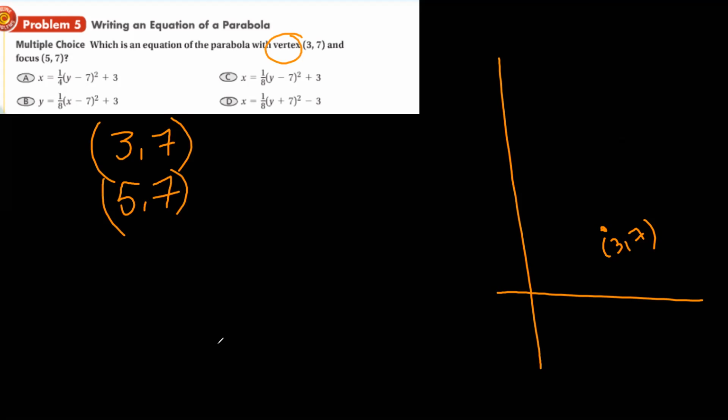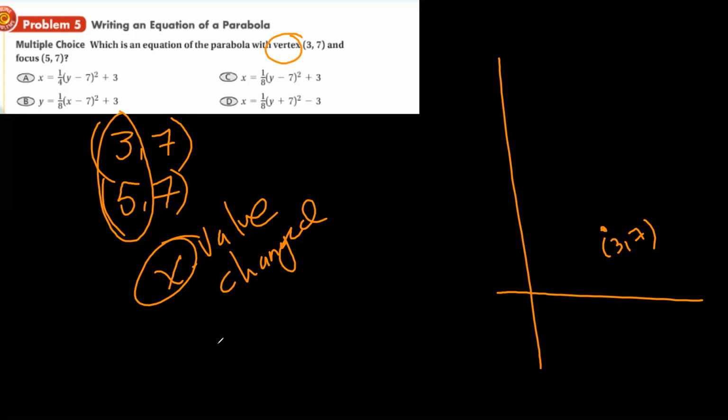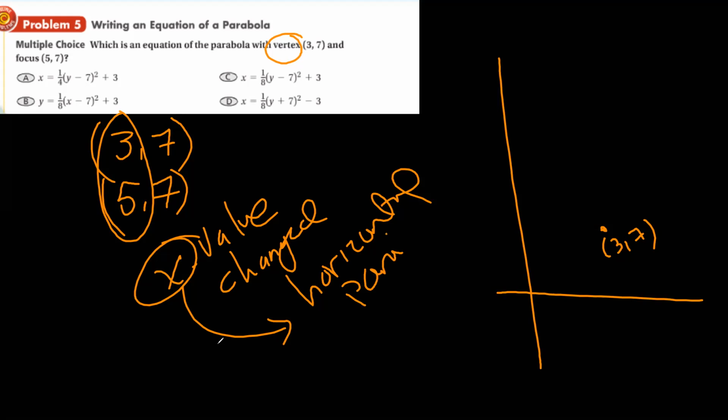What is the value here that's changed? Is it the x or the y-axis? It's the x value. So because the x value changed, and every time I'm talking about x, it will be a horizontal parabola. So here is 3, 7. This is the vertex, and the focus, it is 5, 7.